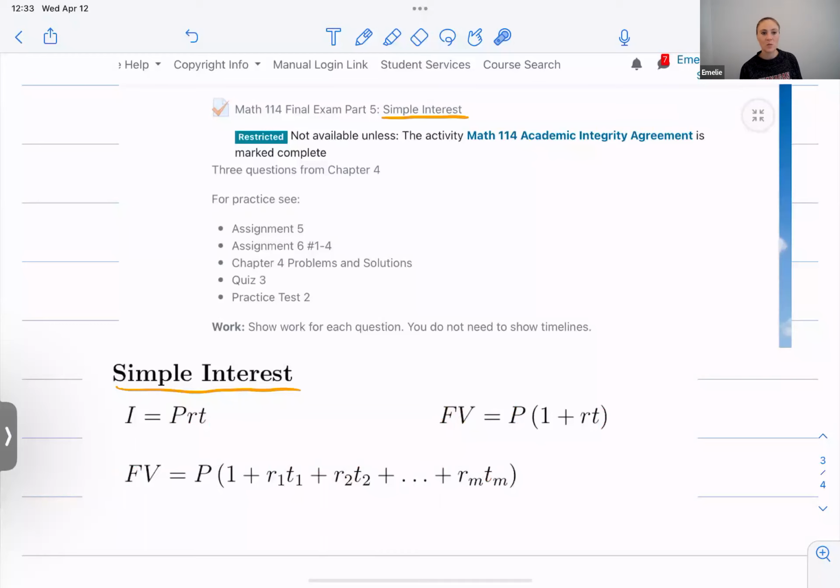For practice, we had assignment 5, part of assignment 6, chapter 4 problems and solutions, quiz 3, and practice test 2. You have to show work for each question, but you do not need to show timelines. There is, I think, one part where you have to show a timeline. I'll point that out. I'm not going to highlight it if you don't have to; I'm going to highlight it if you do have to show the timeline. How about that?